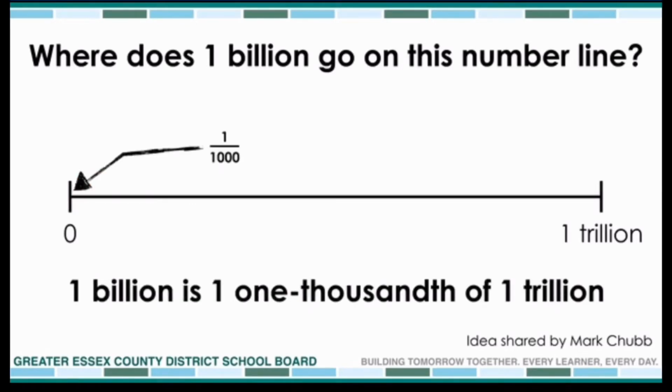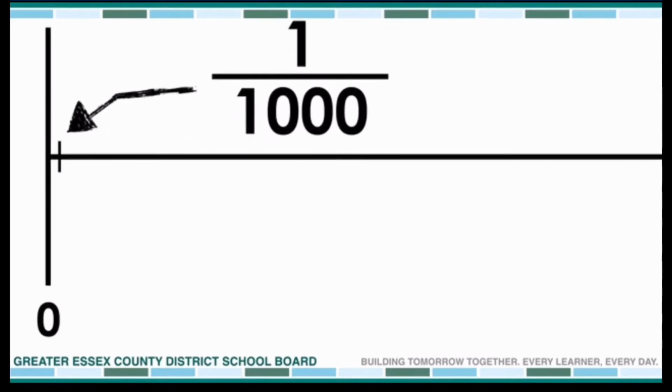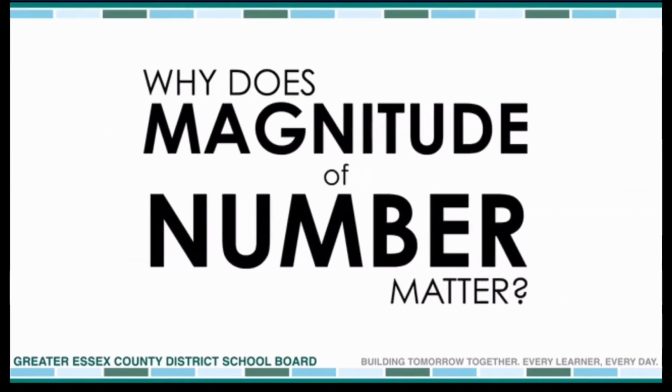Did you think that 1 billion would be this close to 0? I know that initially I wasn't thinking about it that way myself, and that's because I wasn't thinking about the magnitude of the numbers comparatively to one another. Now you might be wondering to yourself, why does the magnitude of number matter anyway?